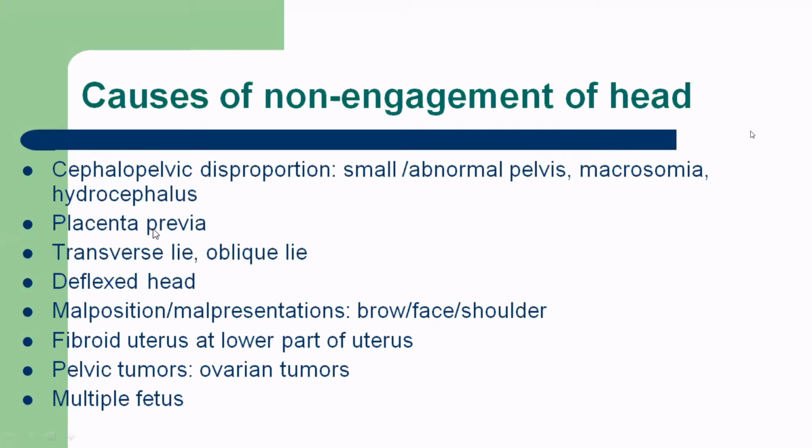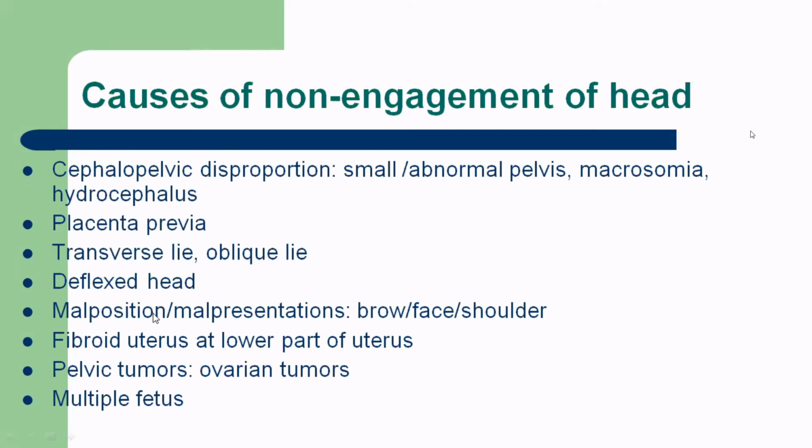In case of placenta previa, where the placenta is occupying the lower segment of the uterus, there is less space, so the head may not get engaged. Similarly, transverse lie means the shoulder of the fetus is entering, so it cannot get engaged because it is too broad. Similarly, in case of oblique lie, it will not get engaged. And deflexed head, that means there is no full flexion of the head, so the vertex will not present, and there may be other presentations. Deflexed head will not get engaged.